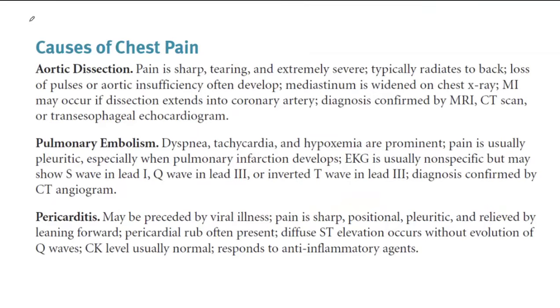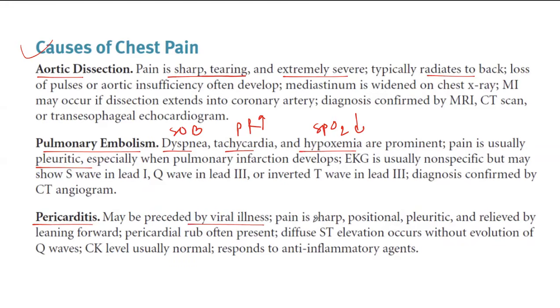So everything in here discusses the causes of chest pain. We discussed aortic dissection. You can see pain will be sharp, tearing, extremely severe, radiating to the back. Pulmonary embolism, same thing. It will be pleuritic chest pain. The patient will have dyspnea, tachycardia, hypoxemia. That means the saturation will be low, the pulse rate will be high, and the patient will have shortness of breath with pleuritic chest pain. Pericarditis, we say that it can be preceded by viral illness and the pain is sharp, pleuritic, relieved by leaning forward. Sometimes we can get pericardial rub on auscultation.